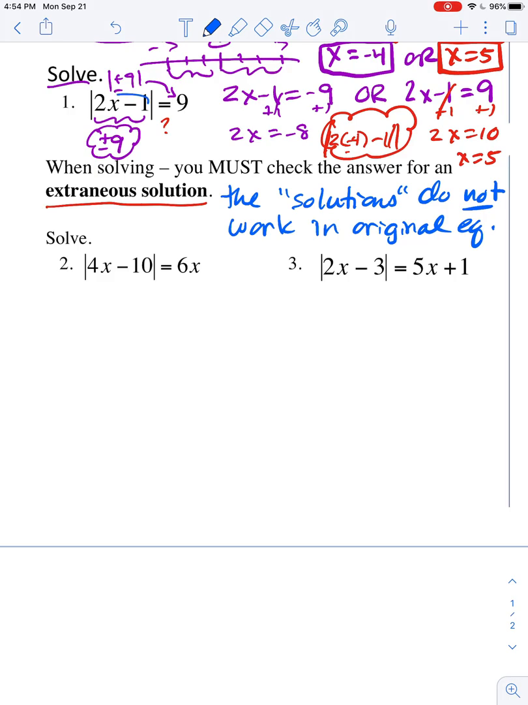How do we do this? Up here, we set up our middle portion equal to the positive and negative version of the right side. So I'm going to split that and do the same thing. I'm going to be solving two problems. 4x minus 10 can either equal positive 6x, or 4x minus 10 can equal negative 6x, because I have to have both the positive and the negative.